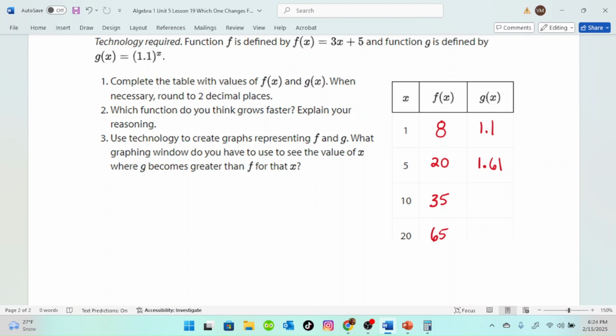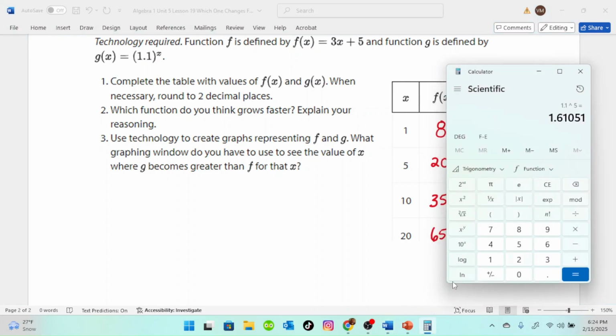Next, we have x equals 10. So g of 10 would be 1.1 to the power of 10. So 1.1, again, we use that x to the power of y button, and we tell it the exponent is 10. Rounded to 2 decimal places, this gives us 2.59.